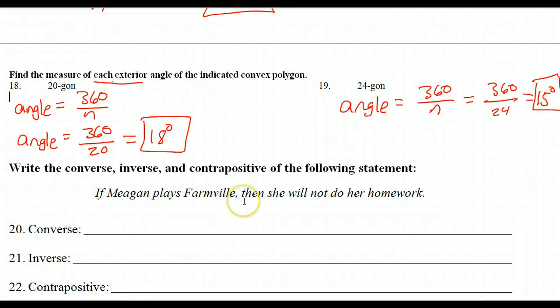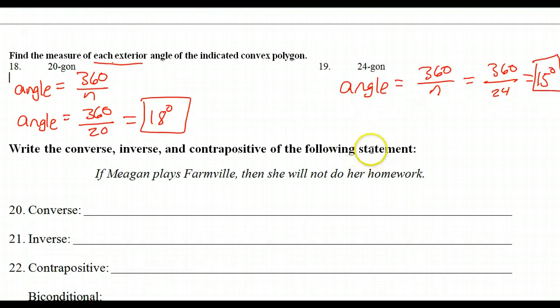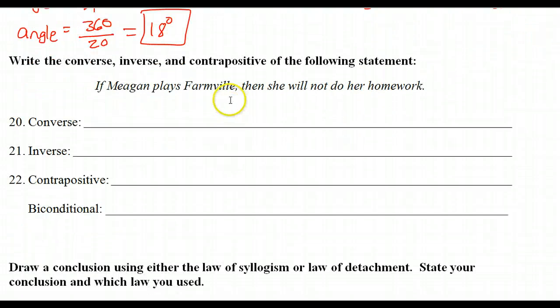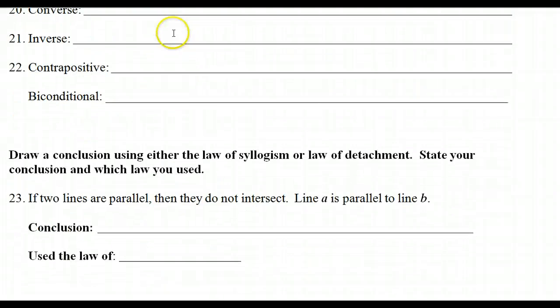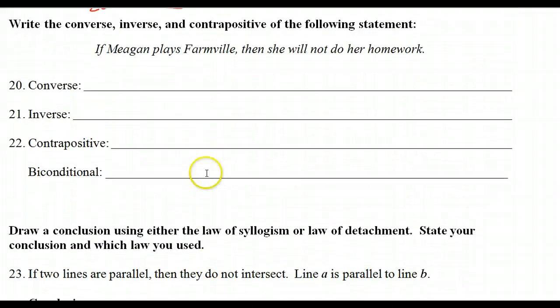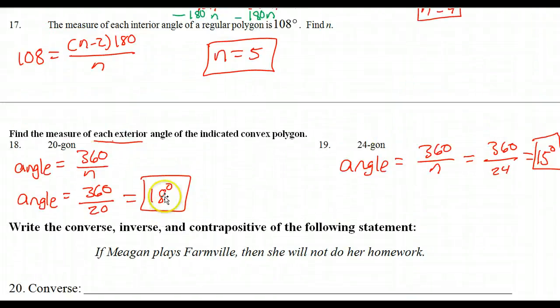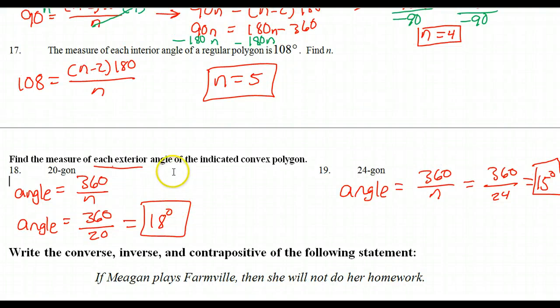That is the end of the polygon part of this lesson. If you are going on to work on converse, inverse, and contrapositive, and syllogism and detachment, that will be in lesson 1B. So watch out for that to appear shortly.